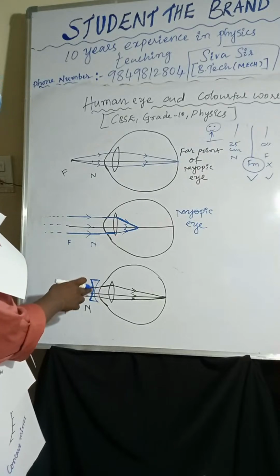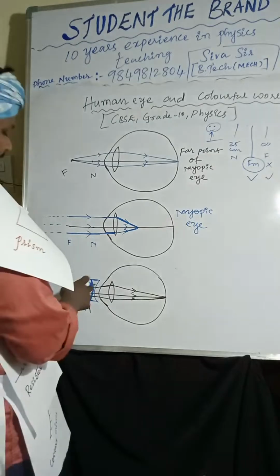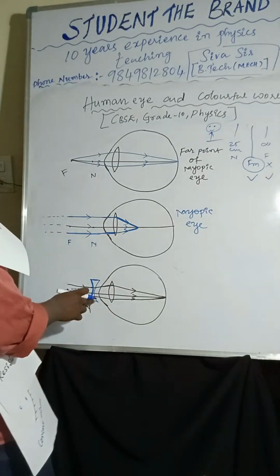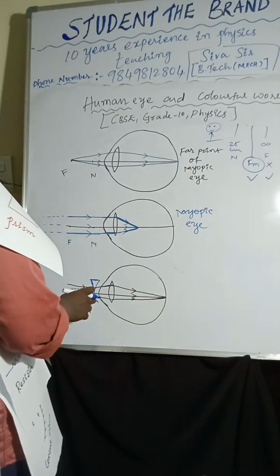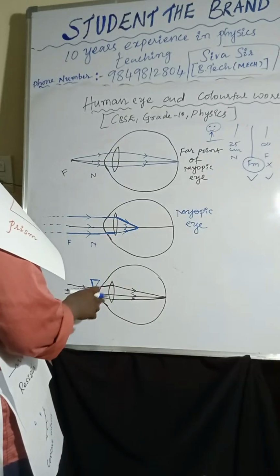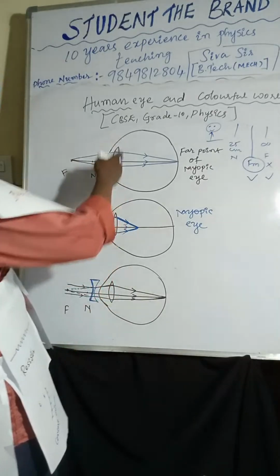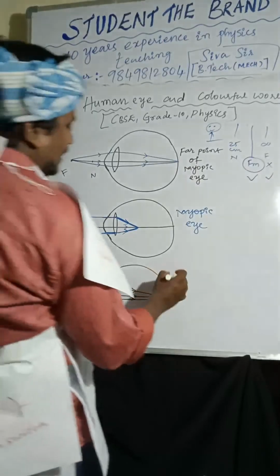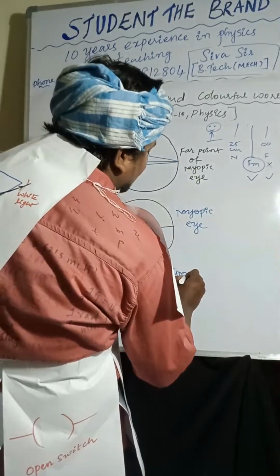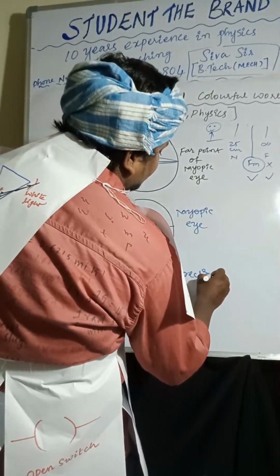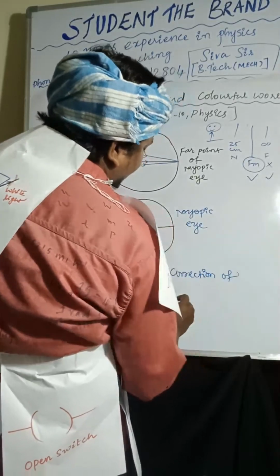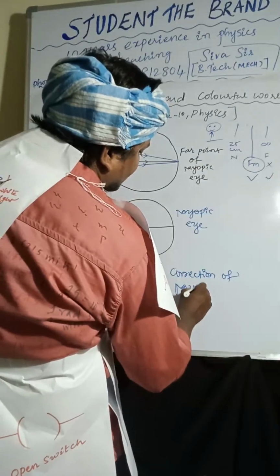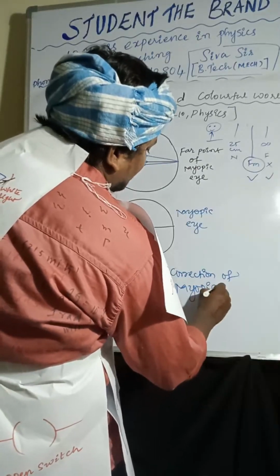Okay. So whatever extended light rays we are drawing are by using the concave lens. This is a concave lens. This is a convex lens. Inside is convex, outside is concave lens. So this is the correction of the myopic eye. Simply we can say myopia.